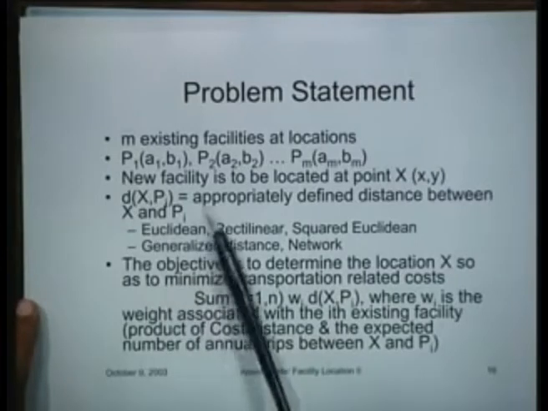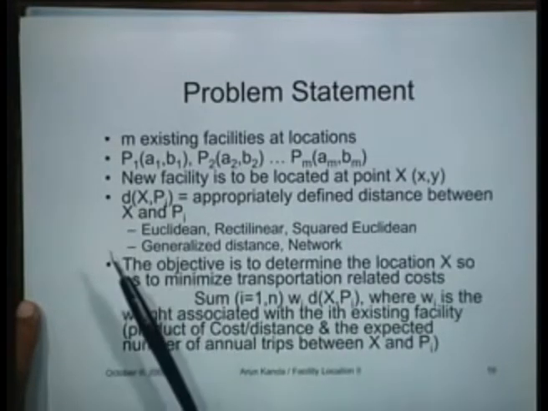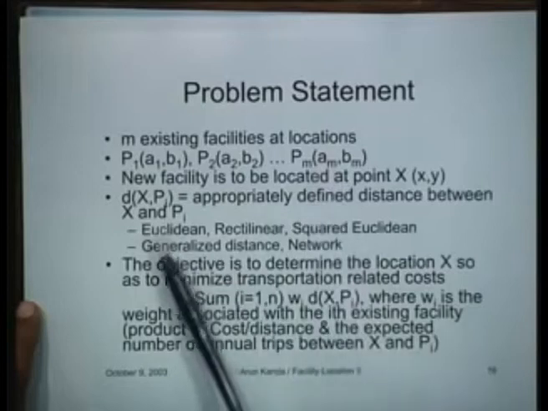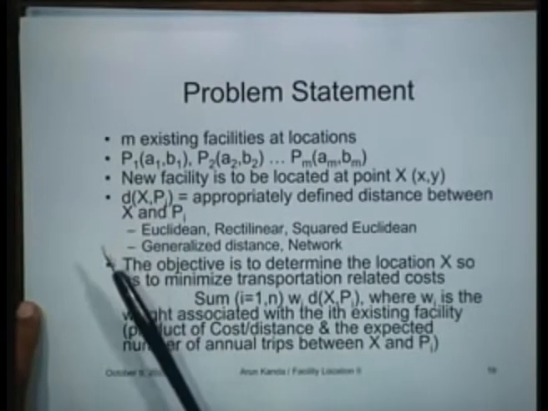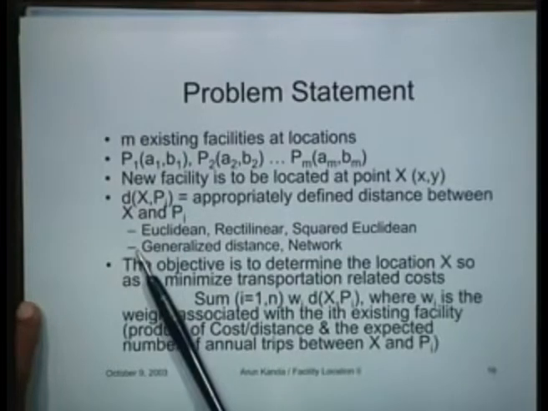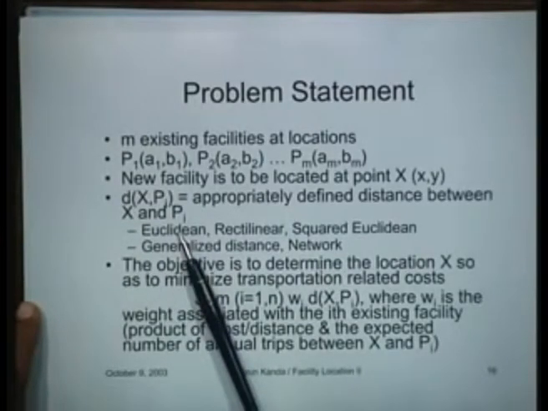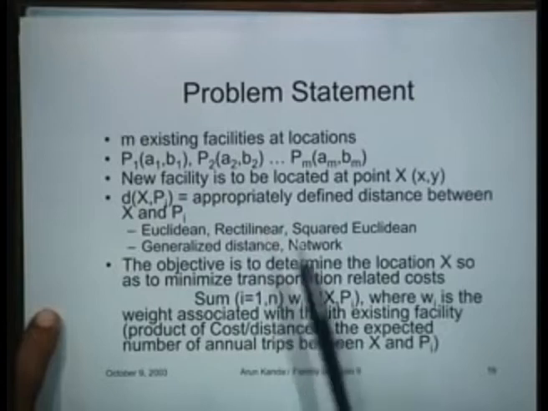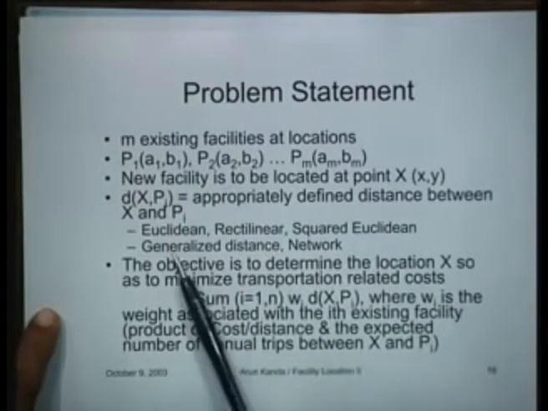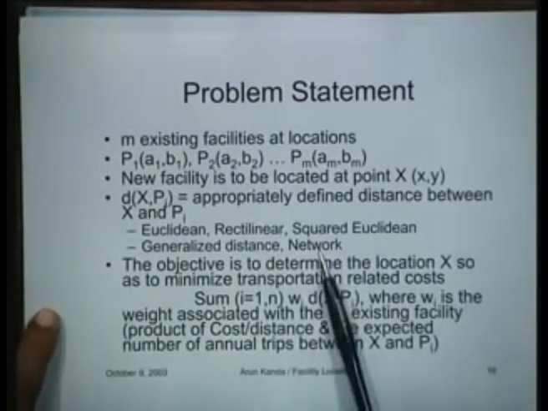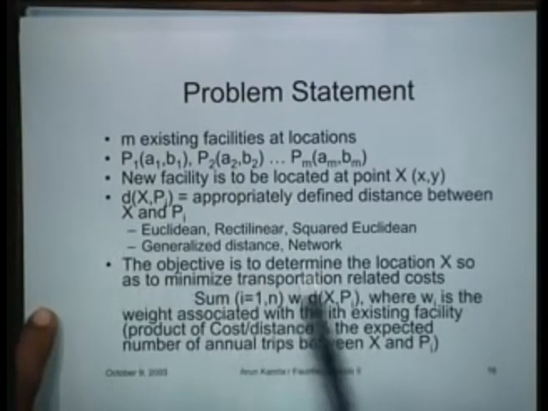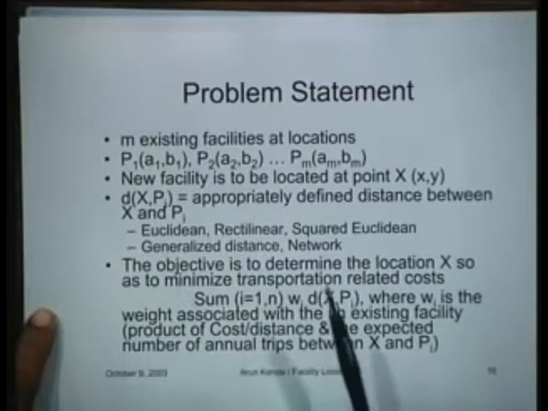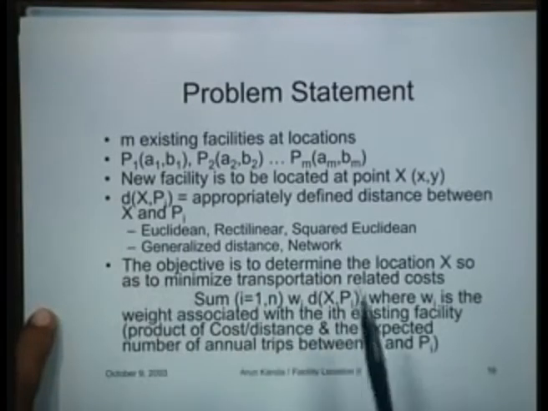And d(x, Pi) is an appropriately defined distance between x and Pi. X is the new facility you want to locate, Pi is one of the existing facilities. So the distance between them, we are just calling it d(x, Pi), and this distance could be defined in various ways. It could be the Euclidean distance, which is the straight line distance. It could be the rectilinear distance, which is the Manhattan distance between these 2 points. It could be the squared Euclidean distance. It could be what we call a generalized distance, or it could be a distance on a network. And in fact, this would define the variety of models which are available even for this simple problem, the single facility location problem.